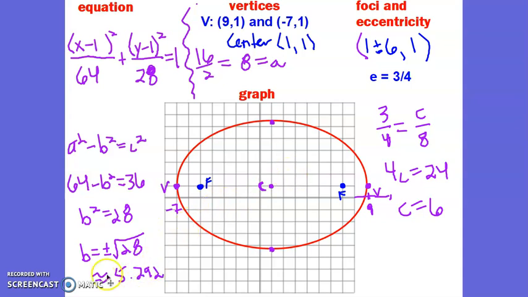We're also going to add or subtract 5.292. You'll notice I took 64 minus b squared equaled c squared. So again, using our equation there, we ended up with our 28. Now we might want to know where that c came from.